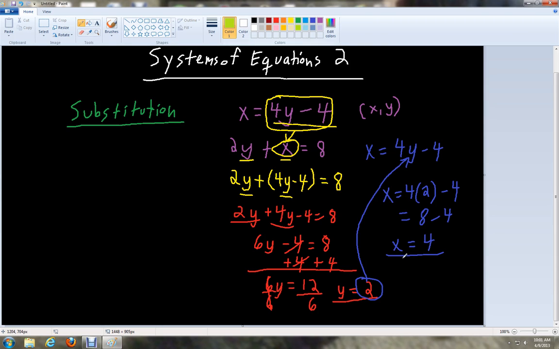So what is our ordered pair for this solution to the system of equations? We have x is 4, comma, y is 2: (4, 2).